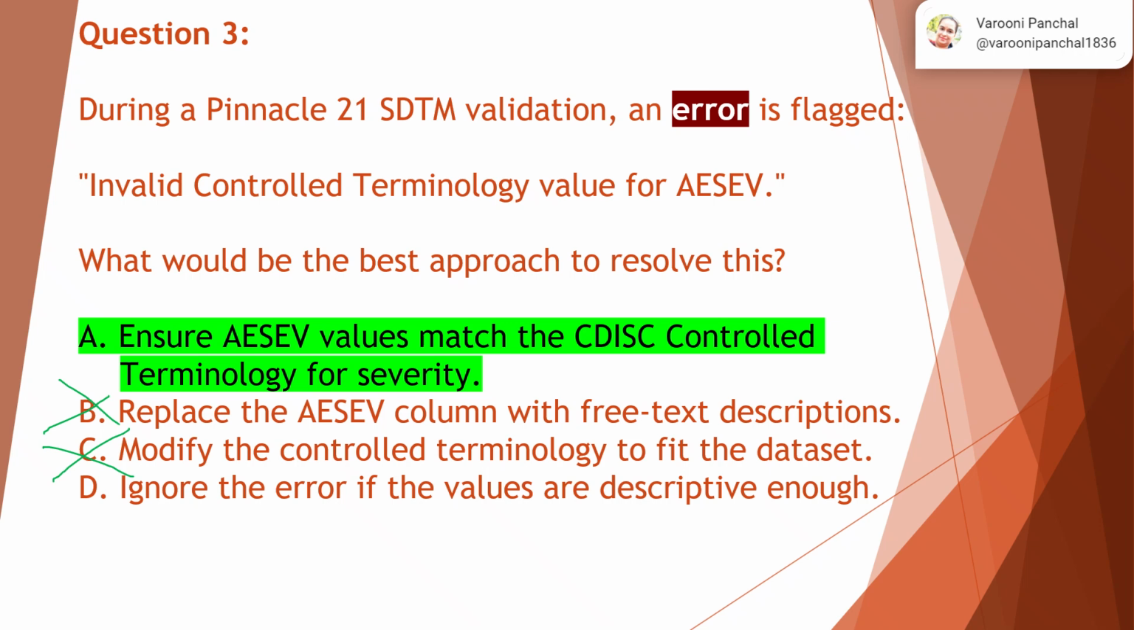Option D, ignore the value if the values are descriptive enough. No, you cannot ignore any kind of data, even if it's weird, missing, blank, an outlier, whatever kind of data value it is, you cannot ignore it in clinical trials data. So option A says ensure AESEV values match the CDISC control terminology for severity. So you have to ensure that the values for this particular variable AESEV match, right?